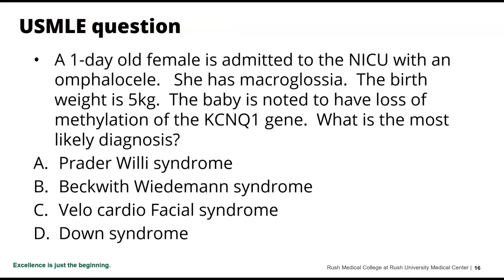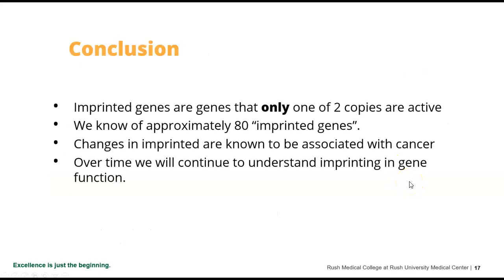So I found a USMLE question. A 1-day-old female is admitted to the NICU with an omphalocele. She has a large tongue, or macroglossia. The birth weight is 5 kilos, so a really big baby. She's noted to have loss of methylation of the KCNQ1 gene. What is the most likely diagnosis? Prader-Willi syndrome, Beckwith-Wiedemann syndrome, Simpson-Golabi-Behmel syndrome, or Down syndrome? And the answer is Beckwith-Wiedemann syndrome. I'm actually going to change this from methylation to mutation of this gene. Anyway, that concludes this presentation.